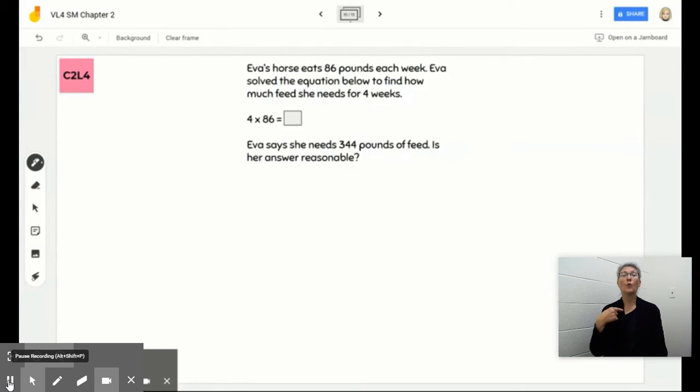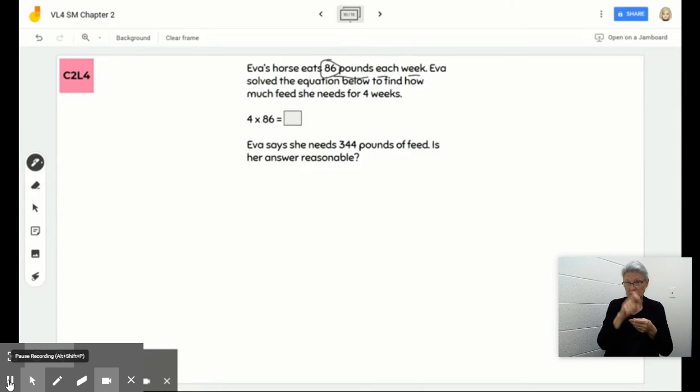Going to go ahead and continue with our estimating. This next word problem rings, Eva's horse eats 86 pounds each week. So 86 pounds each week. Eva solves the equation below to find out how much feed she needs for 4 weeks.